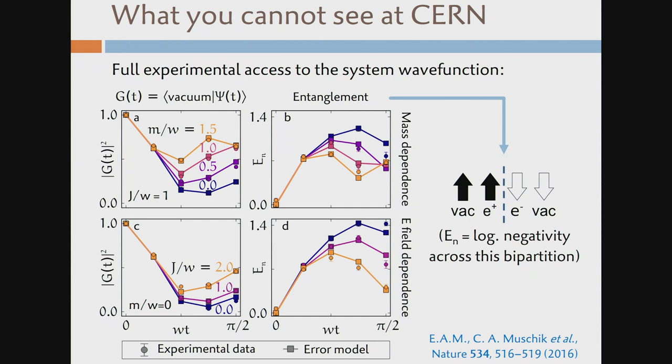And you create more entanglement the less massive the particles are, because it's harder to create entanglement when the particles are massive. And it's also harder to create entanglement when the coupling to the field is very strong, because then to create a particle, you need to pay the energy price of creating the field that comes with this charge. I think that's all I wanted to say about this experiment.